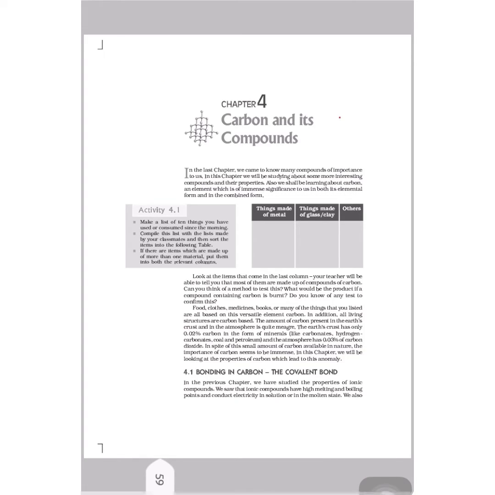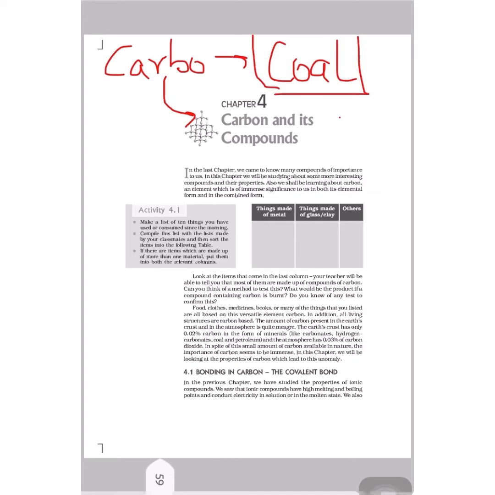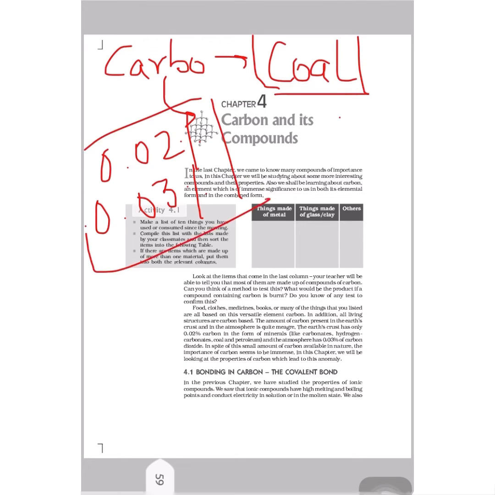It actually derived from a Latin word carbo. This is a Latin word from which we derived our name carbon. So carbo means coal. Coal was a very first form of carbon which was being derived. Coal सबसे पहले मिला था हमें, which is a form of carbon. And carbon is present just 0.02% in our earth crust, and it is present 0.03% in atmosphere. So you can see it is present in so much less amount, still it is so important.